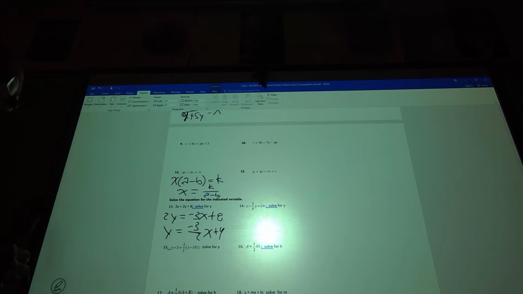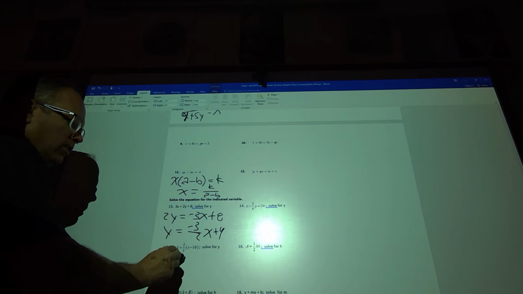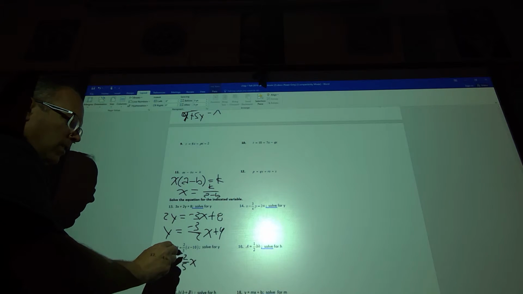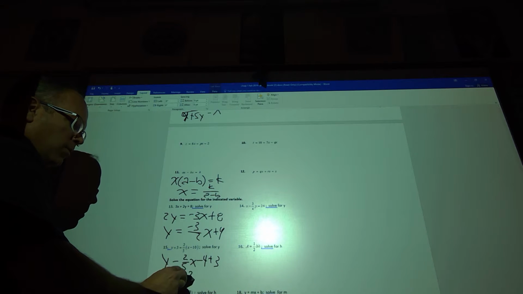Number 15, we're going to go ahead and solve for y. So I have just subtract, so I get 2/5 x, and then if I multiply 2/5 times that, I get negative 20 over 5, which is negative 4. If I added 3 to that, that's going to give me a 1 there.